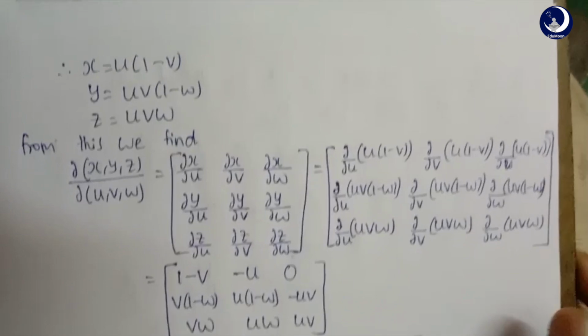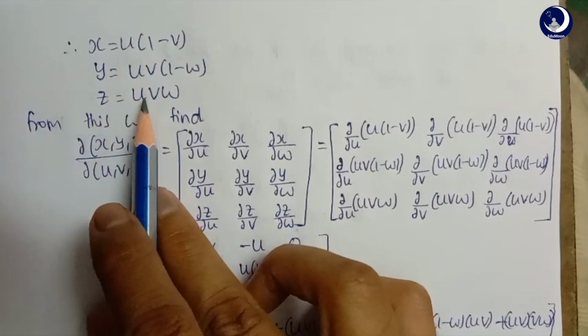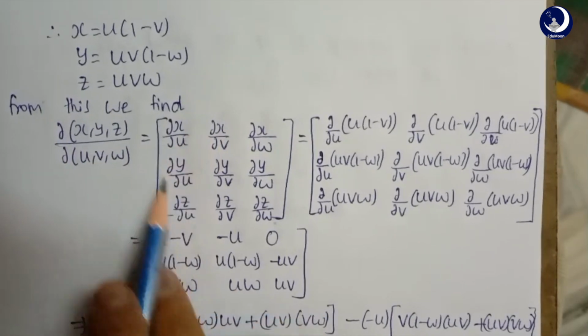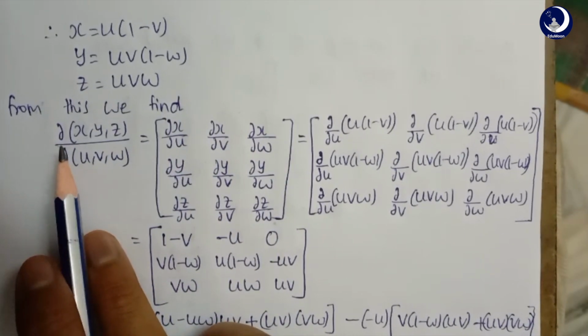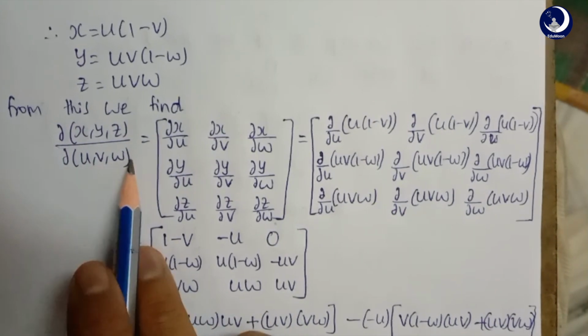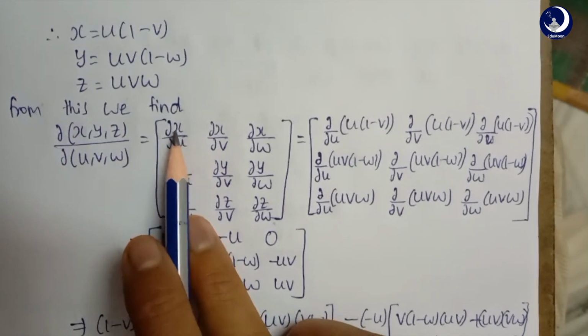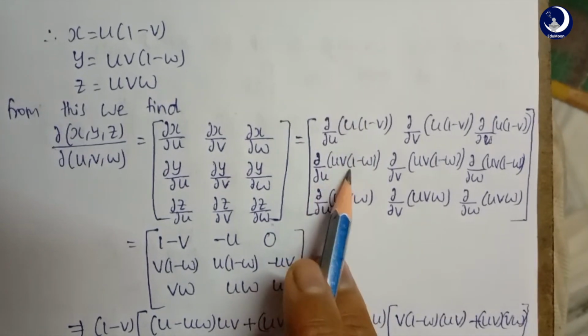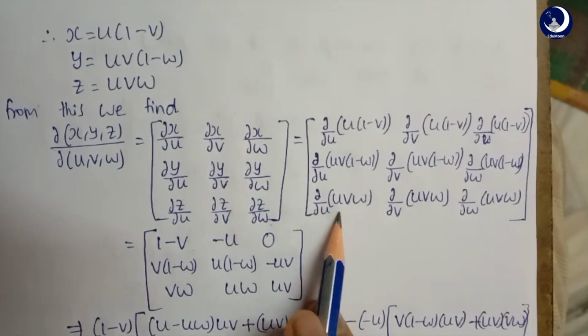Now you see we got three values x, y, z. From this we find the form which was given from the question, LHS. LHS equals ∂(x, y, z) by ∂(u, v, w). We know x equals u(1 - v), y equals uv(1 - w), z equals uv.